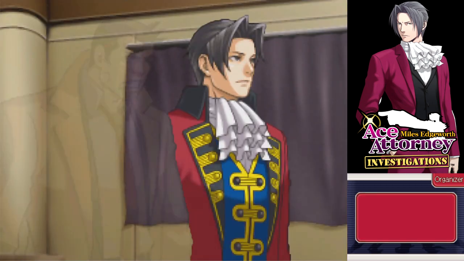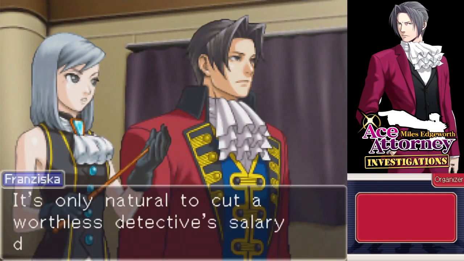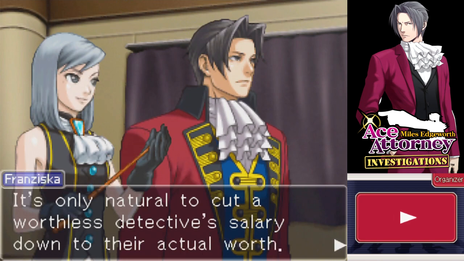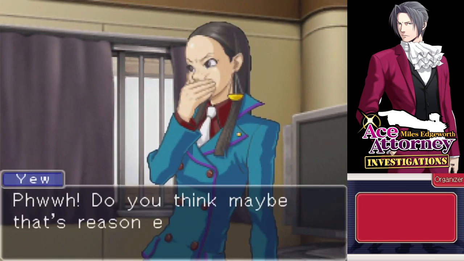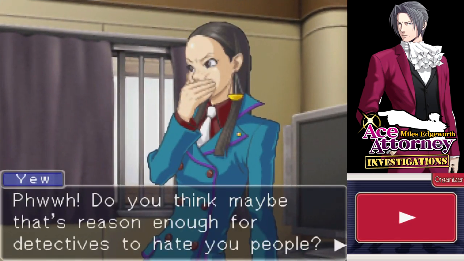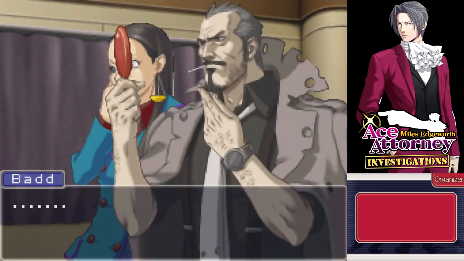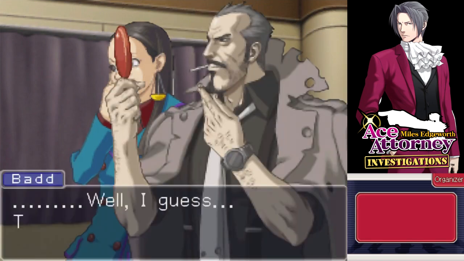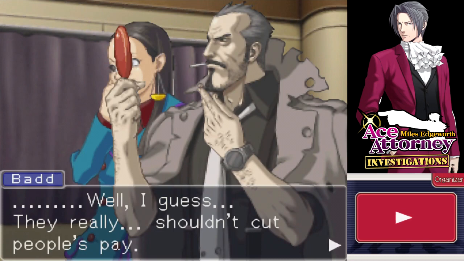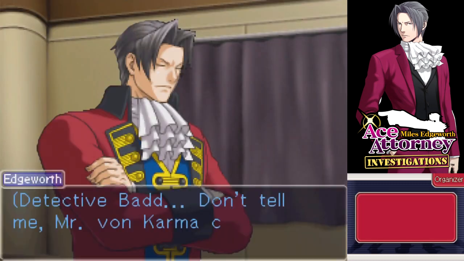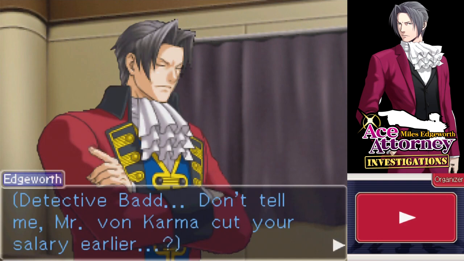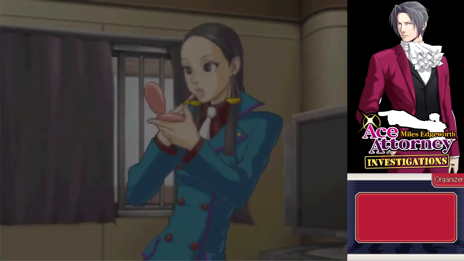I suppose I did. It's only natural to cut the worthless detective's salary down to their actual worth. My father can even fire anyone, new or old, with a snap of his fingers. Do you think maybe that's reason enough for detectives to hate you people? Oh, well, I guess they really shouldn't cut people's pay. Detective Bad. Don't tell me Mr. Von Karma cut your salary earlier.